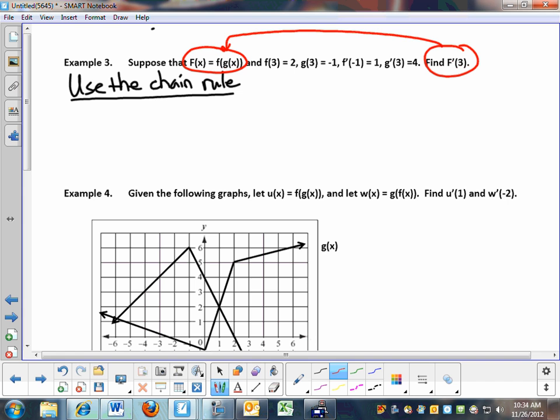Well, you've learned this, that if you have a composition, f prime of x should be equal to the derivative of the outside with the inside left alone times the derivative of the inside.